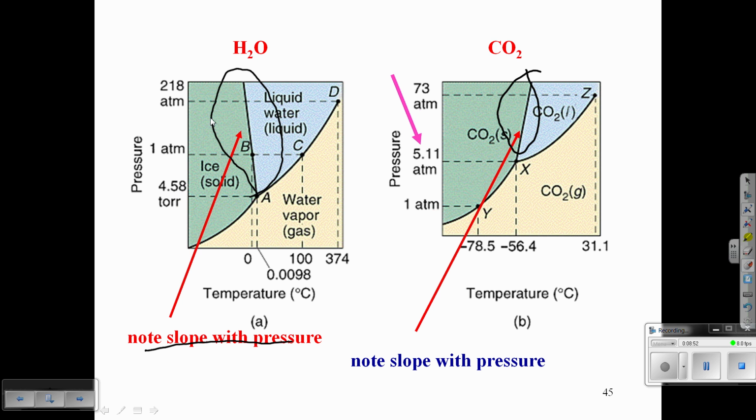And that's pretty much all you need to know to interpret the phase diagrams and a heating or cooling curve. That's pretty much it for the AP exam.